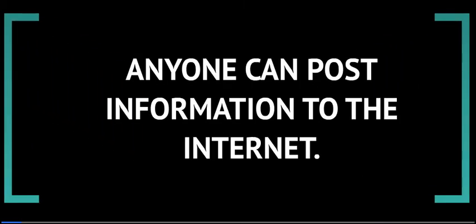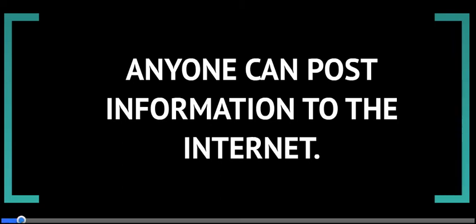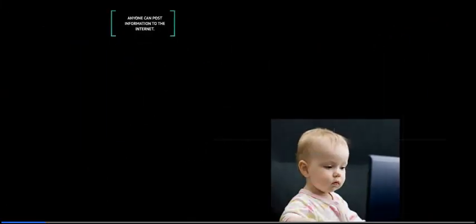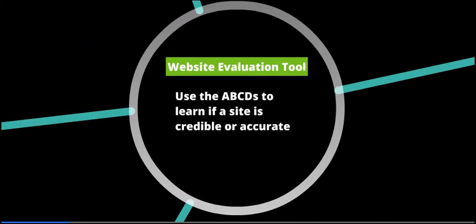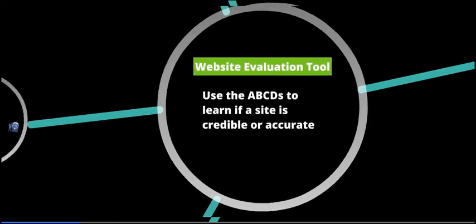The first thing we need to understand is that anyone can post information to the internet. All you need is some software to create a site and a server to host it. Anyone can post to the internet. We're going to look at this in a very organized way. We're going to look at the ABCDs to learn if a site is credible or accurate.